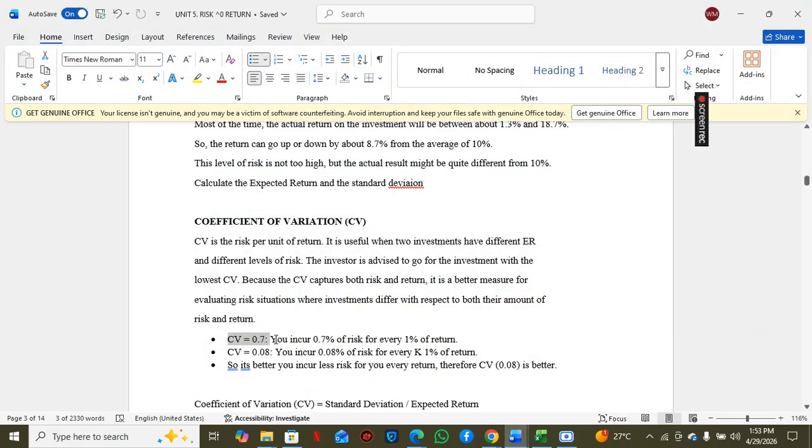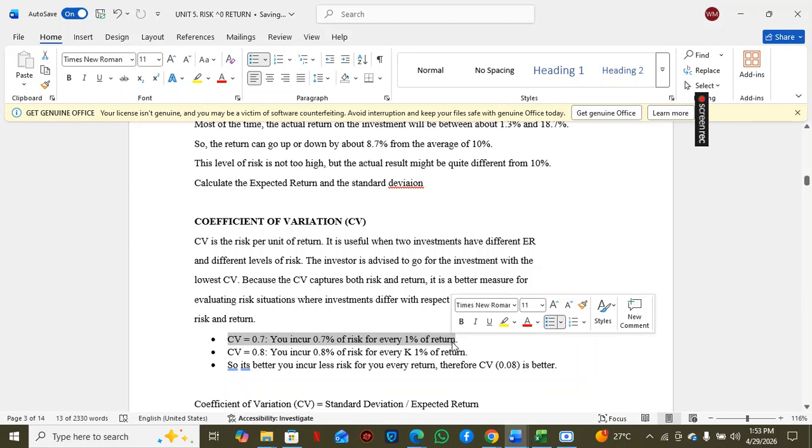A coefficient of variation of 0.7 means you're incurring a 0.7% risk for every 1% of return. A coefficient of variation of 0.8 means you're incurring a 0.8% risk for every 1% of return. So here the return is greater than the risk. This is for a conservative person. You want to incur less risk for each unit of return.